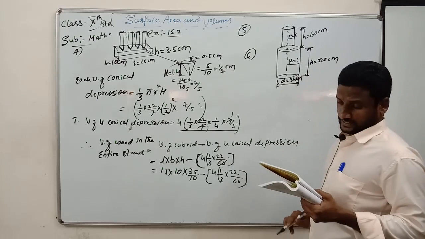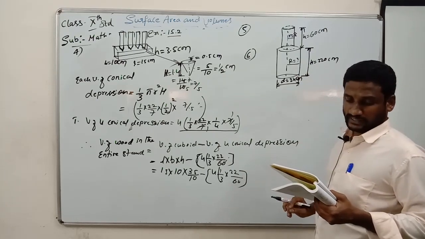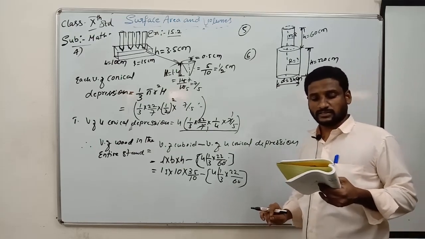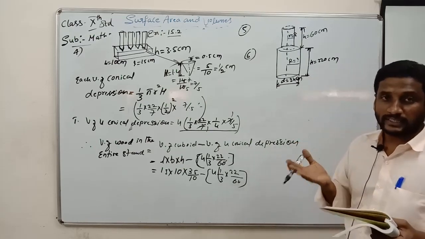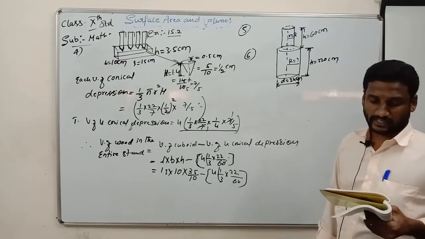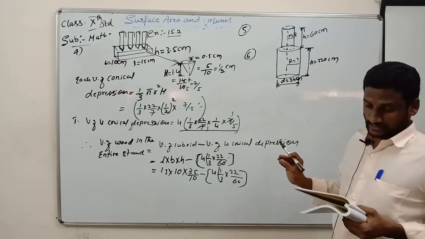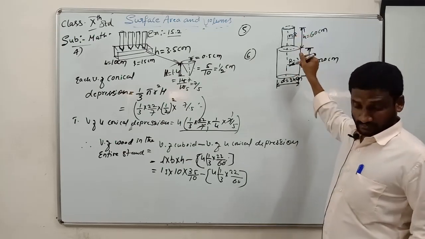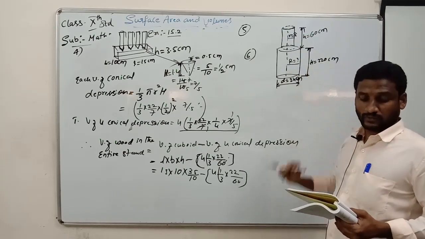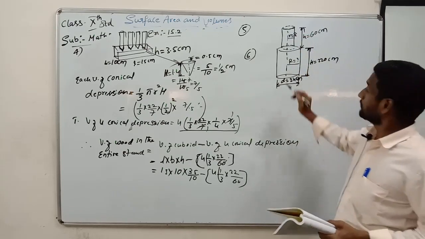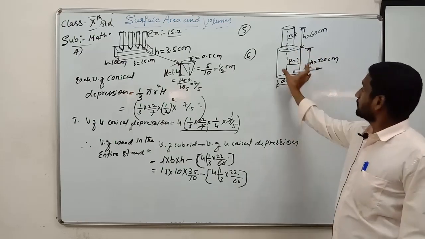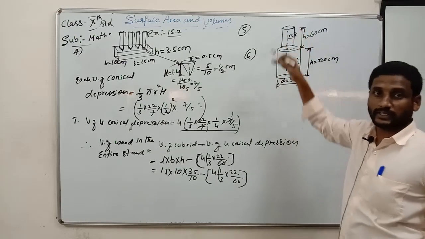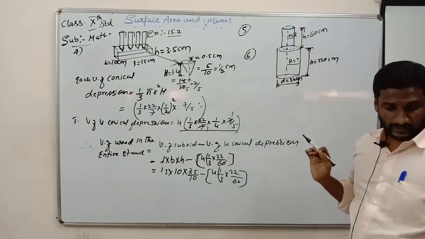Find the mass of the pole, given that 1 cubic centimeter of iron has approximately 8 grams mass. So finding the mass of the pole means you should calculate the total volume of this solid iron pole: the volume of the bigger cylinder plus the volume of the smaller cylinder. Then you are going to get the total volume of the solid iron pole.